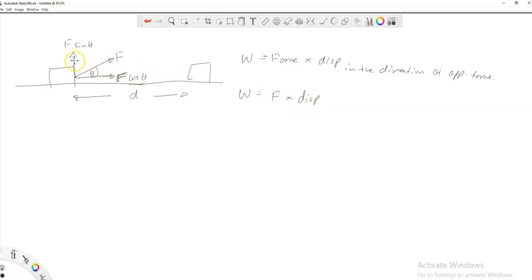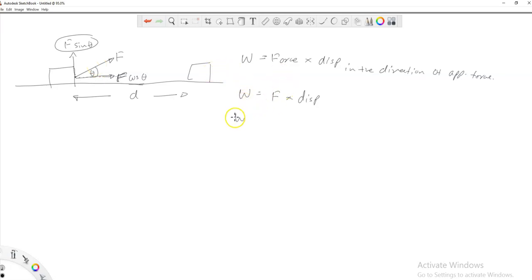Now if you look at this y component, it doesn't do anything. The object does not move upward, it moves horizontally. So this sine theta component, the vertical component, doesn't do any work. It's just there. You can say it's a waste. The component that really does some work is the horizontal component, or the cosine component.